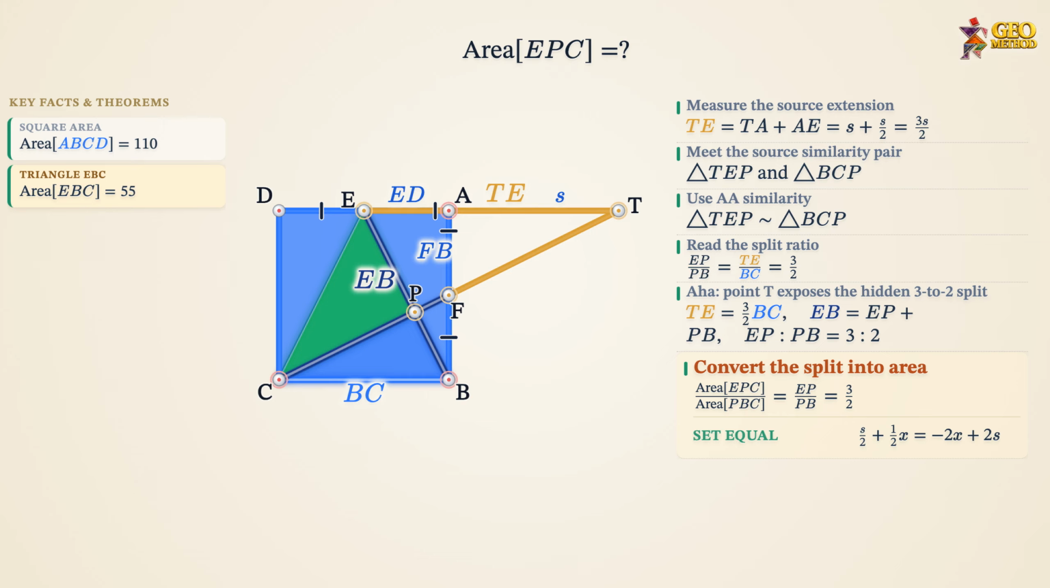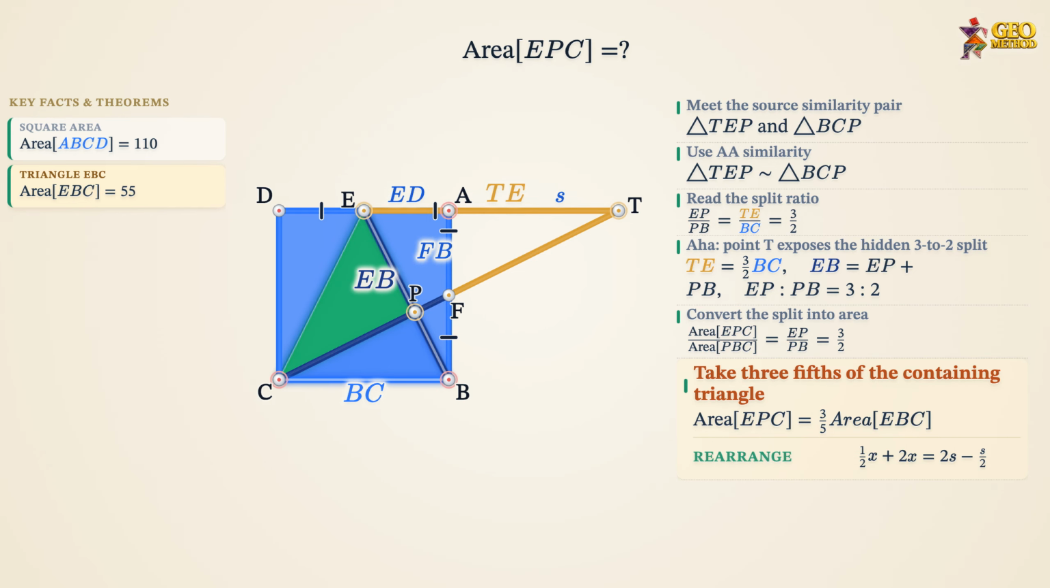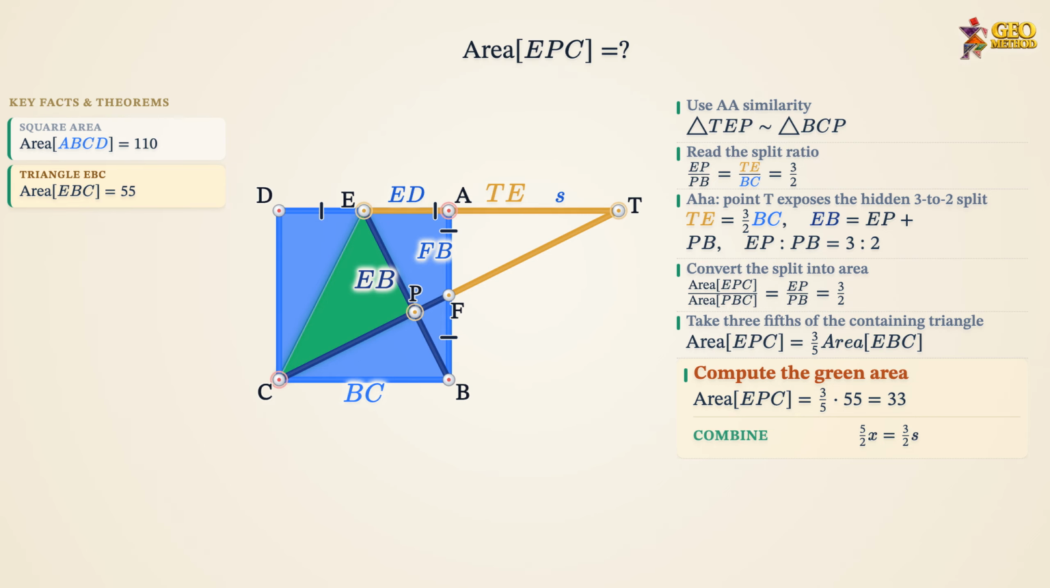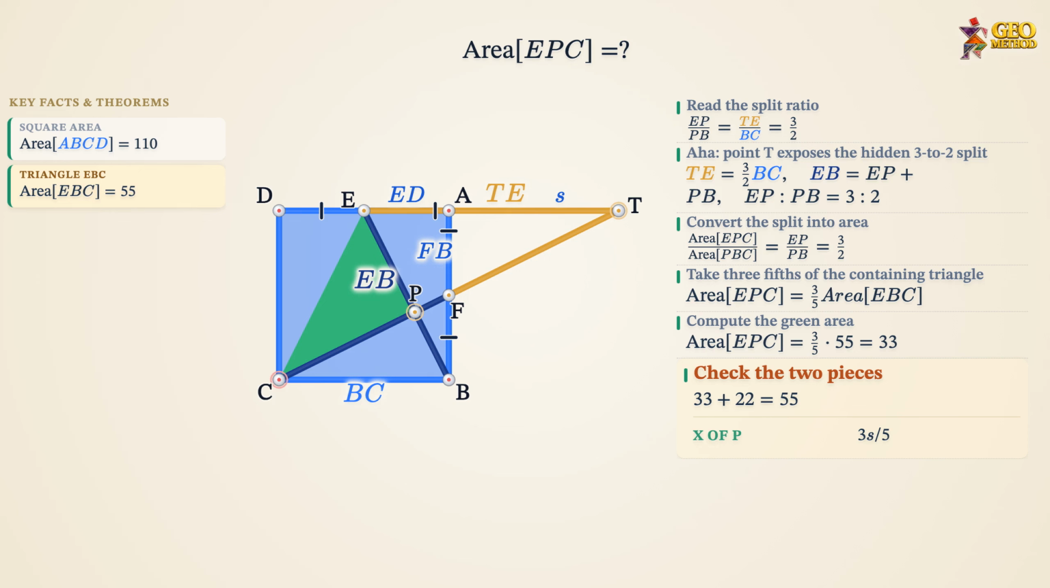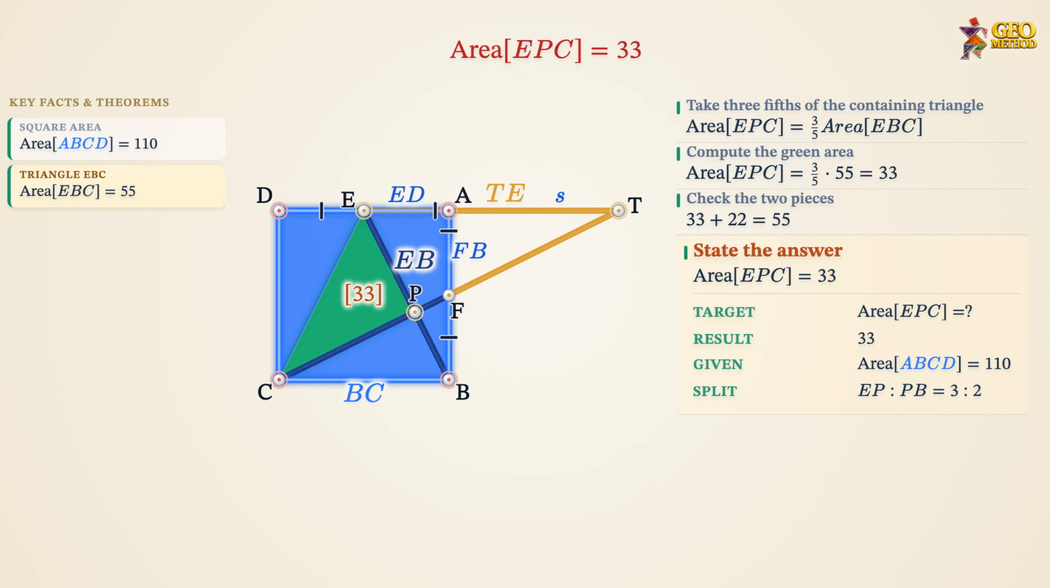Triangles EPC and PBC share the same altitude from C to line EB, so their areas follow the same 3:2 base ratio. The green triangle is 3 of the 5 equal ratio parts, so it occupies 3/5 of triangle EBC. 3/5 of 55 is 33. The companion triangle has the remaining 2/5, 22, and 33 plus 22 returns the containing area 55. So the area of the green triangle EPC is 33 square units.